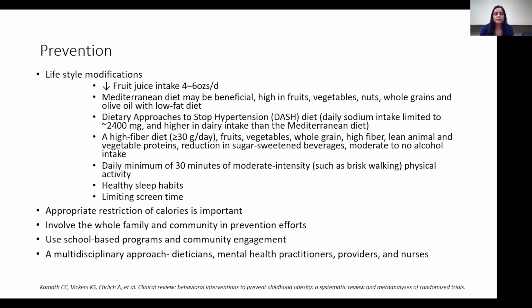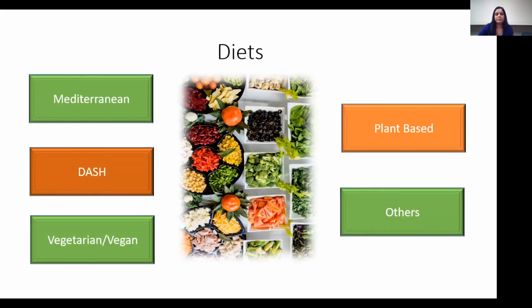So appropriate restriction of calories is important, and involving the whole family and community in prevention efforts is important. And school-based programs and community engagement, and a multidisciplinary approach with dietitians, mental health practitioners, providers, and nurses. Again, coming to the diets: Mediterranean, DASH diet, and vegetarian or vegan and plant-based. So these are the important ones.